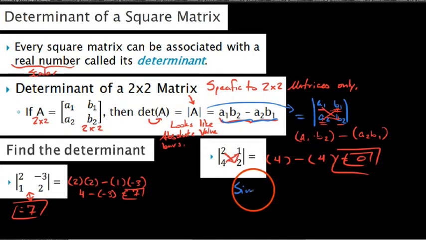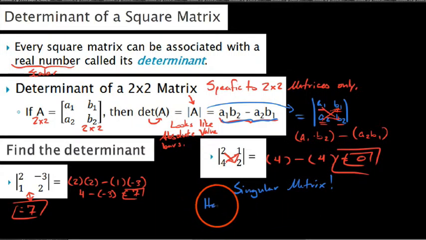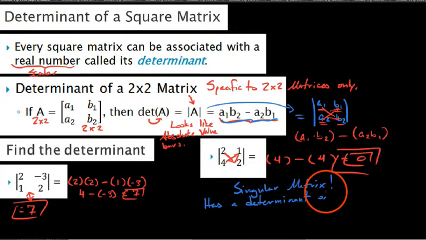Now I'm going to put a double box around this, and we're going to label this. We're going to refer to any matrix that is a square matrix, of course, it has to be a square matrix to have a determinant, but any matrix that has a determinant of 0 as being a singular matrix, meaning it has a determinant of 0.